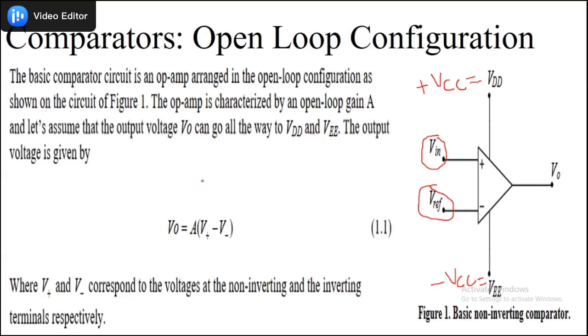The output equation for any open loop configuration of any op-amp is V naught equals A multiplied by (V plus minus V minus). V plus simply means the voltage applied on the non-inverting terminal, and V minus means the voltage applied on the corresponding inverting terminal.